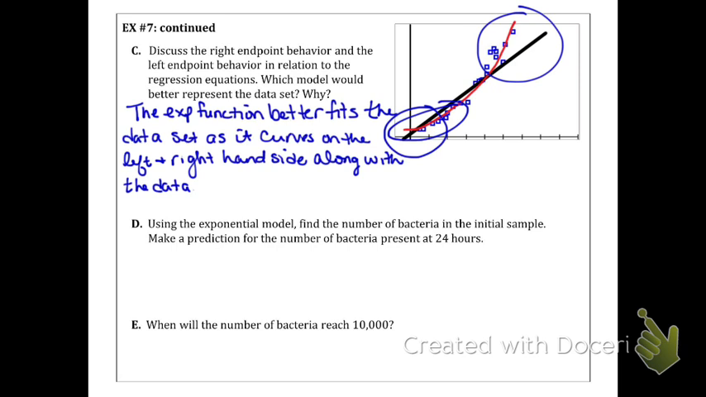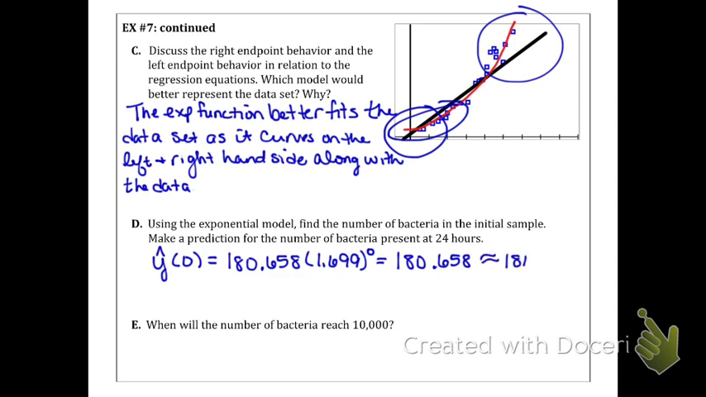Then D says, using the exponential model, find the number of bacteria in the initial sample. So remember, the initial sample is at our time 0. So I'm putting it in function notation here, plugging in 0, but I still left it as the y hat. So it's going to be 180.658 times 1.699 raised to the 0. Or remember, the initial value is always our A value. Either way, we end up with 180.658, which would be approximately 181 bacteria.